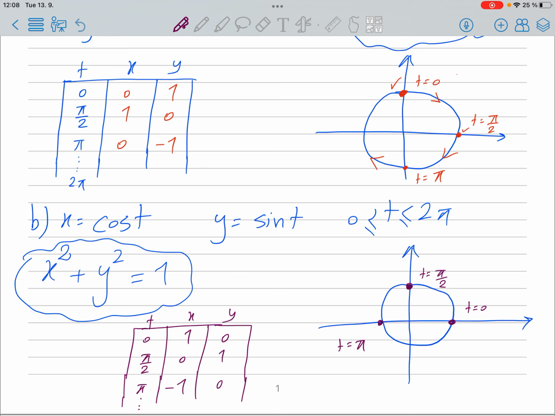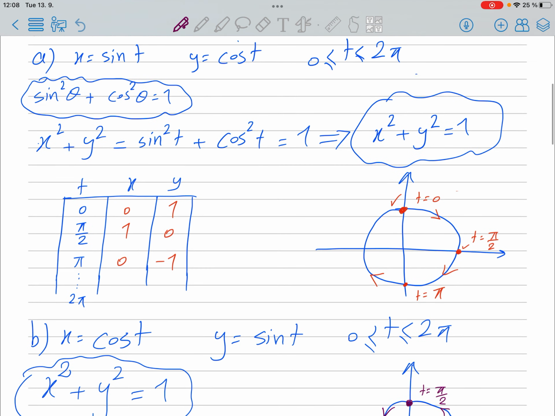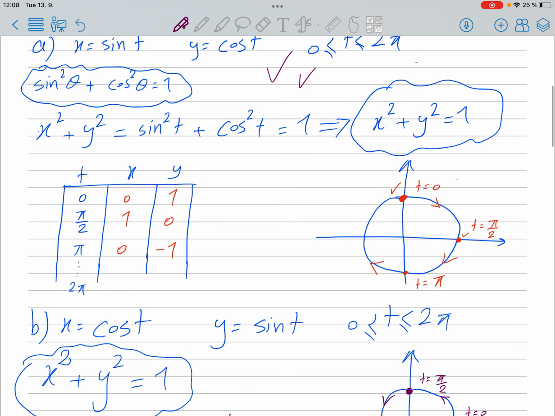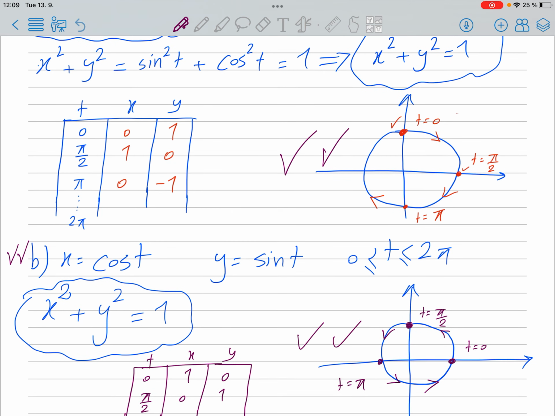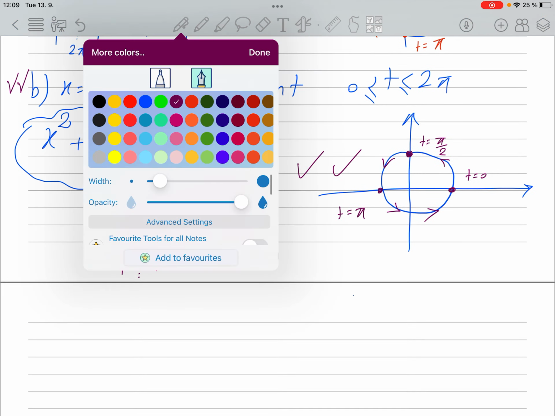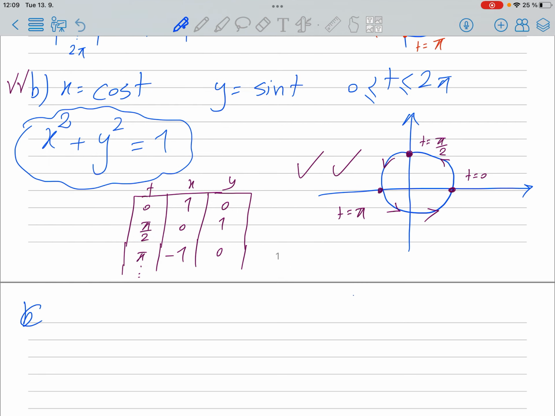So therefore, the direction of the unit circle in this case is like that, right? As you see, in this example and in this example, the Cartesian form of both of the parametric curves are the unit circle, but the difference is the directions of them. The first one is clockwise, but the second one is counterclockwise. So let's also solve the last example, C.